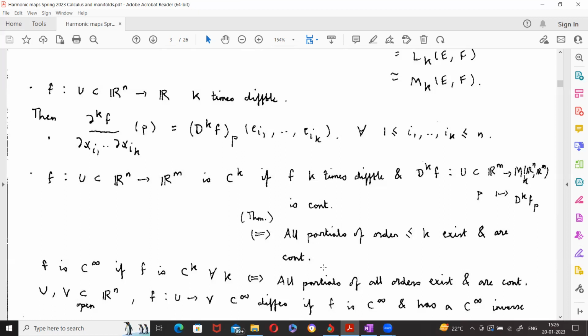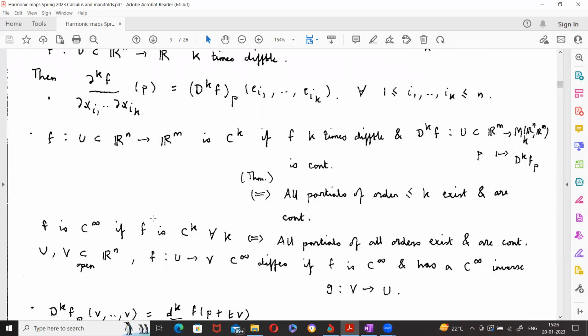So in other words, we are saying more here. If all partials of order less than or equal to K exist and are continuous, then the derivatives of F of order up to K, which are multilinear maps, all of those multilinear maps will exist. Those higher derivatives will all exist as multilinear maps. And f is C infinity or smooth. It's defined to be C infinity if f is C^k for all k. That is if and only if all partials of all orders exist and are continuous.